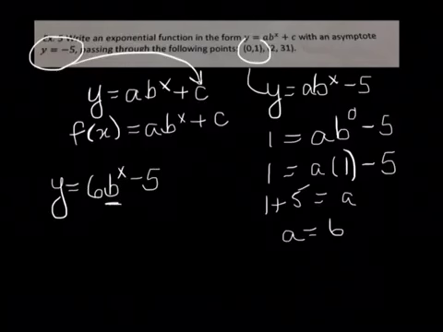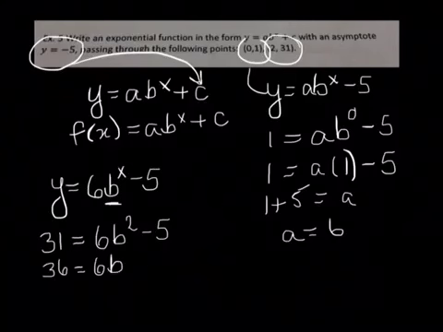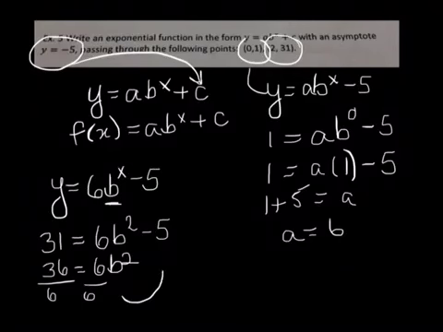I'm now just missing b, but I have one more point to work with, so let's plug in the values of that point. y is 31. Don't know b, and x is 2, minus 5. Again, let's isolate the variable, so we'll take the -5 over. 31 plus 5 becomes 36. Oh, isn't that nice? Equals 6b squared. Divide both sides by 6. And I'm running out of room, I'll move over here. b squared equals 6. Now I'll take the square root of both sides.